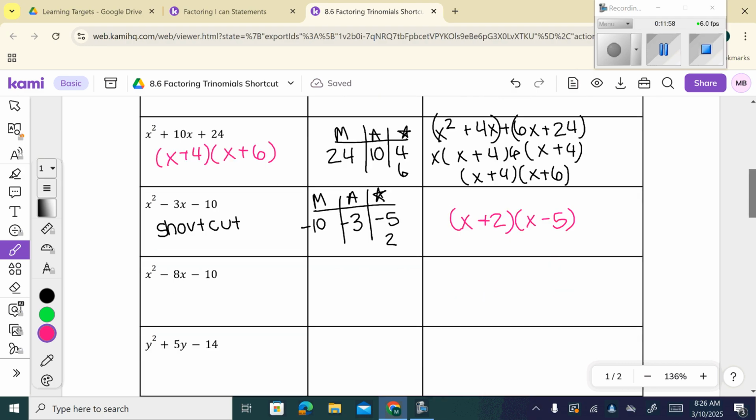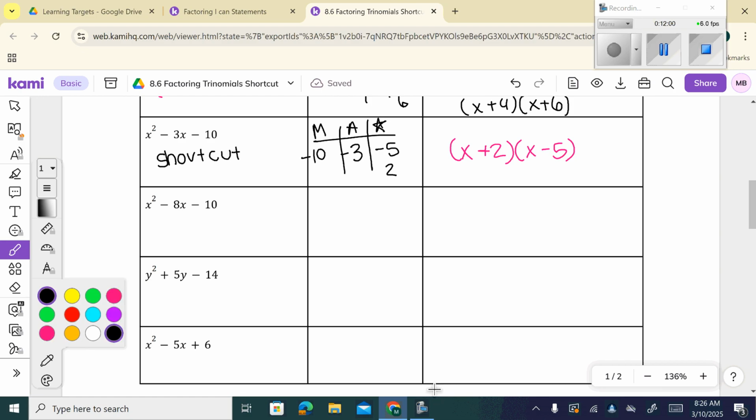Can you shortcut the next one? Alright, I want you to try that one on your own. Set up your chart. Try to go from your magic numbers to your answer. Yes, you can. -2 plus 5.